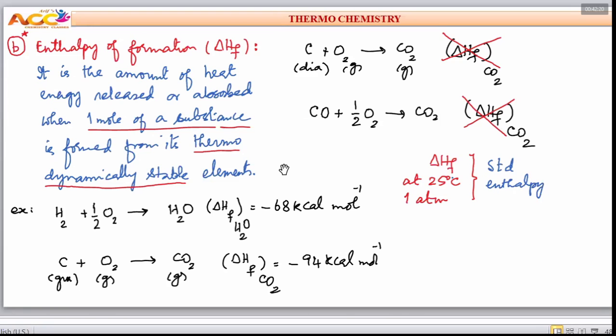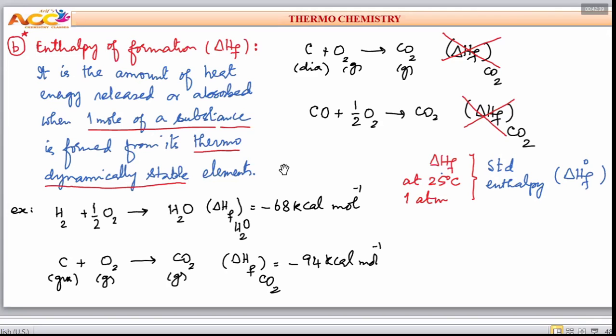Standard enthalpy of formation, or combustion, whichever you say, we call it standard enthalpy. How will we write it? Delta H f, with a circle on top. Delta H f not. How to read it? Standard enthalpy of formation. Now, what is the meaning of this?